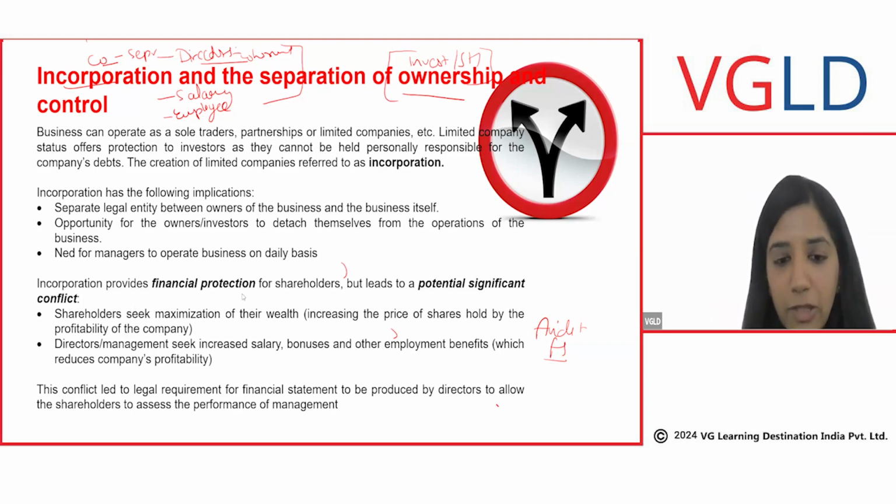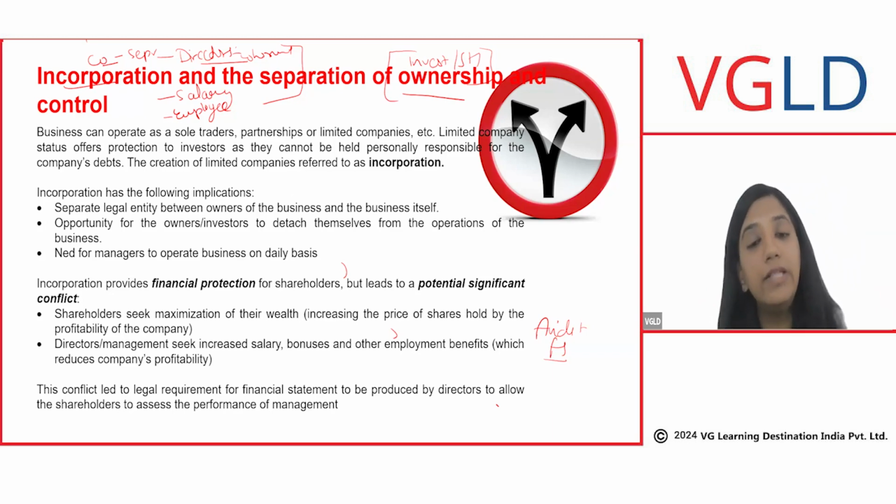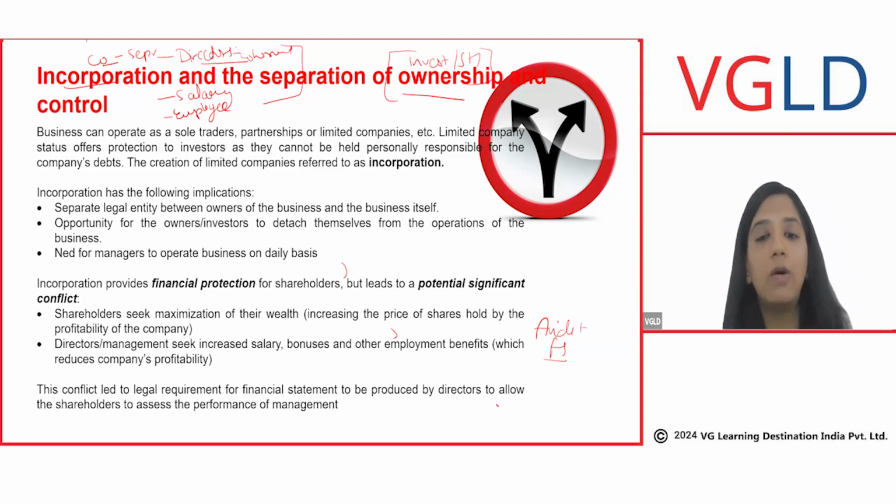Incorporation provides financial protection to shareholders. Now, what happens when you get incorporated? There is a certain set of rules, regulations, and liability of getting yourself audited. All of these rules and regulations come into play when you get your company registered, right? So it gives shareholders a better sense of protection that now my money is being regulated by certain laws, and it won't go down the drain.